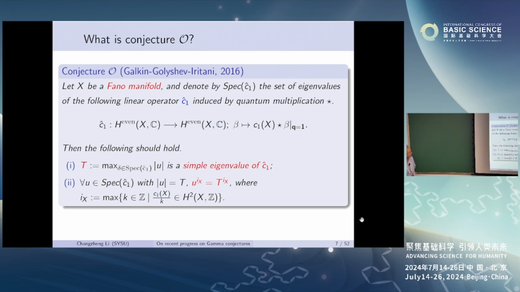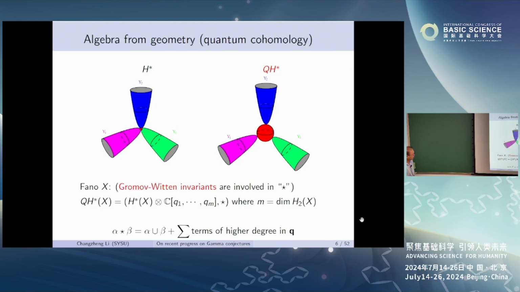Now we can state conjecture O. If X is a Fano manifold, then we consider the linear operator induced by quantum multiplication of the first Chern class. That is, c_1 quantum multiplied by beta, and then specialize q at 1. Quantum cohomology is a tensor of the classical cohomology with some polynomial ring. If we specialize q to be 1, it's a vector space, so they are the same. The only modification is the multiplication.